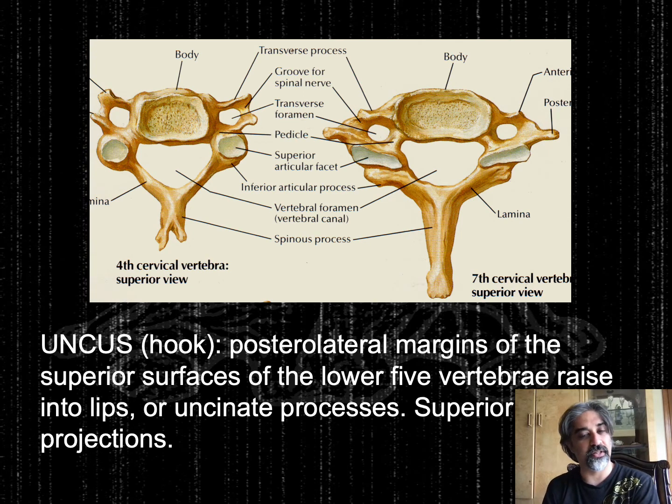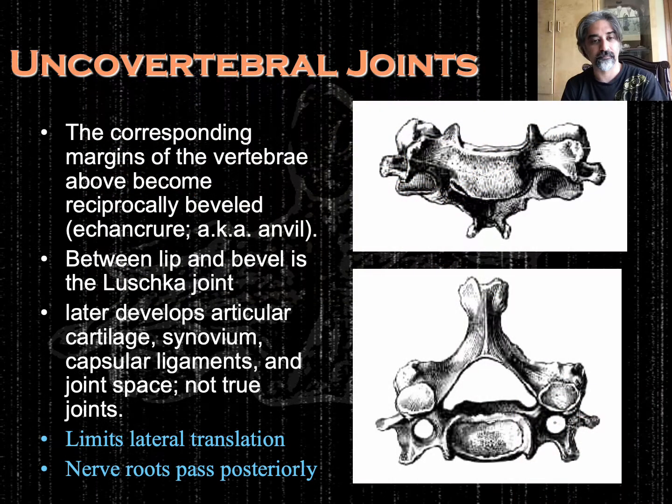So let's talk about the uncovertebral joints. First, you need to understand what the word uncus means. Uncus just means hook, and it's the posterior lateral margins of the superior surfaces of the lower 5 vertebrae, which raise up into lips to form those uncinate processes, or uncus, and they project upward toward the vertebrae above them. So here you can see the uncus up here, and here down below you can see the encanture. This is the location of where this is going to articulate with the vertebra above.